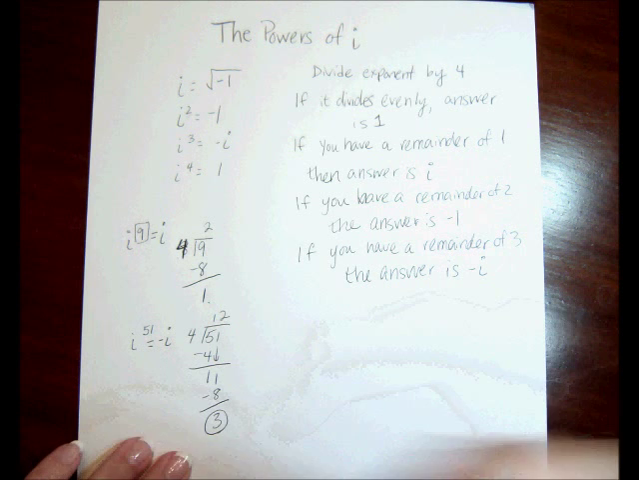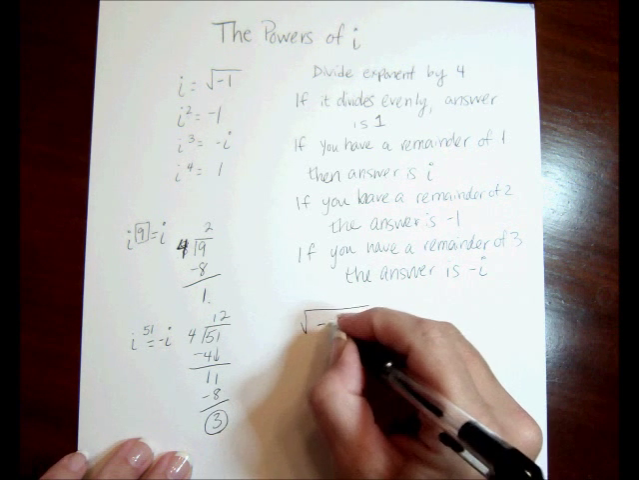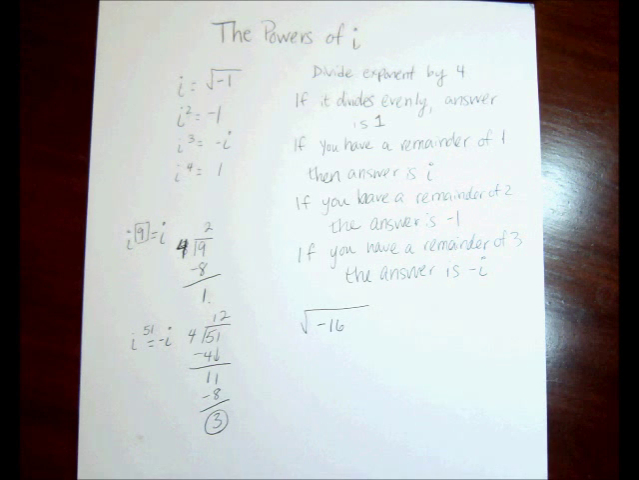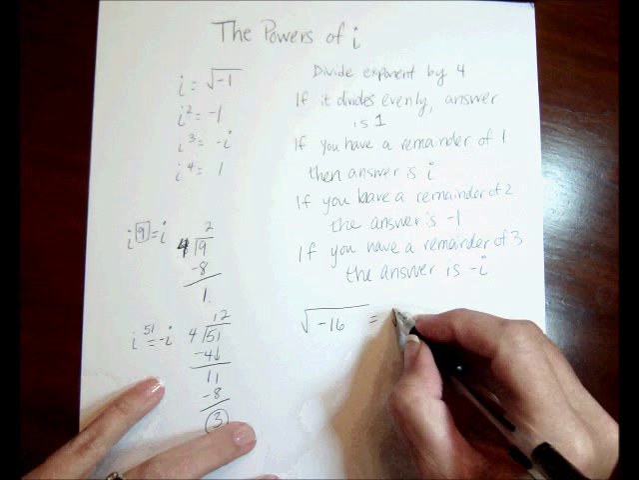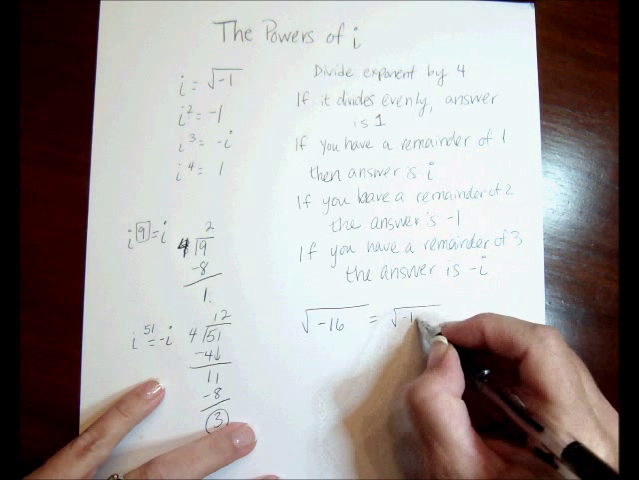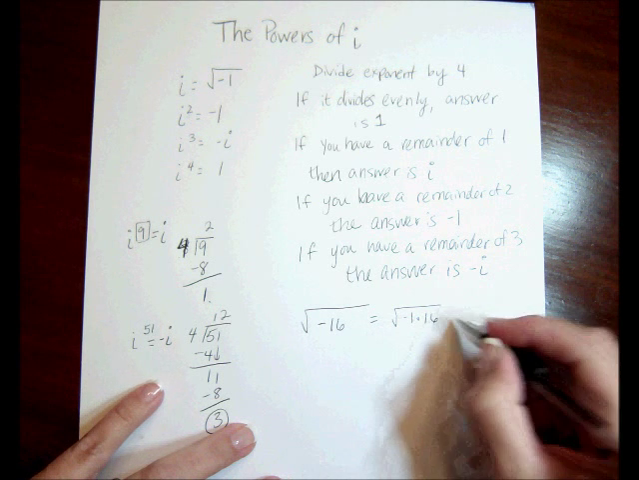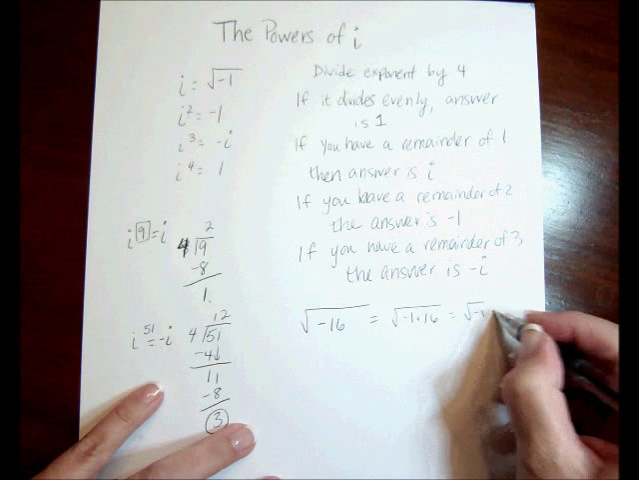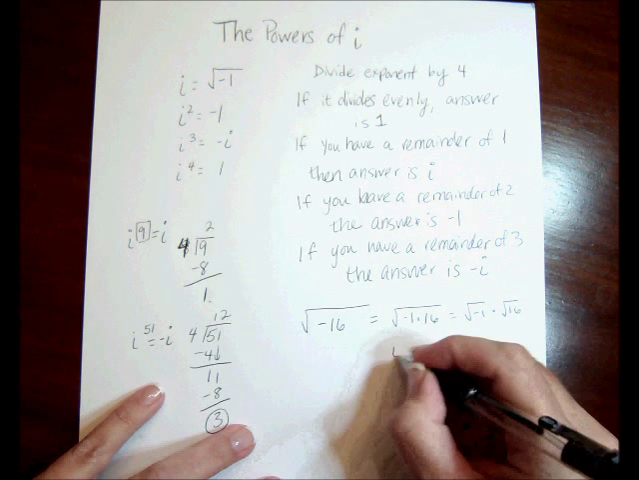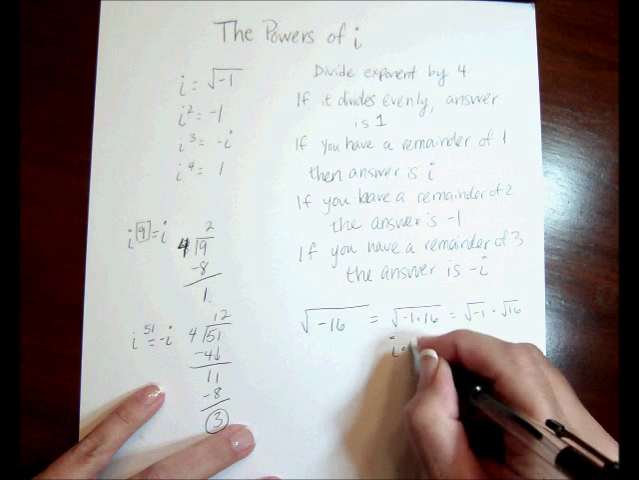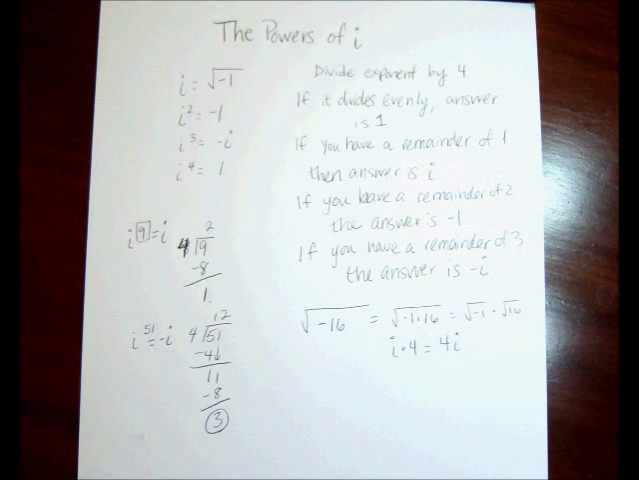Now, taking it one step further, I can say, okay, I want to find the square root of -16. And I know that the square root of -16 can be broken up into -1 times 16. This is the square root of -1 times the square root of 16. The square root of -1 is i, and the square root of 16 is 4. So my final answer is 4i.